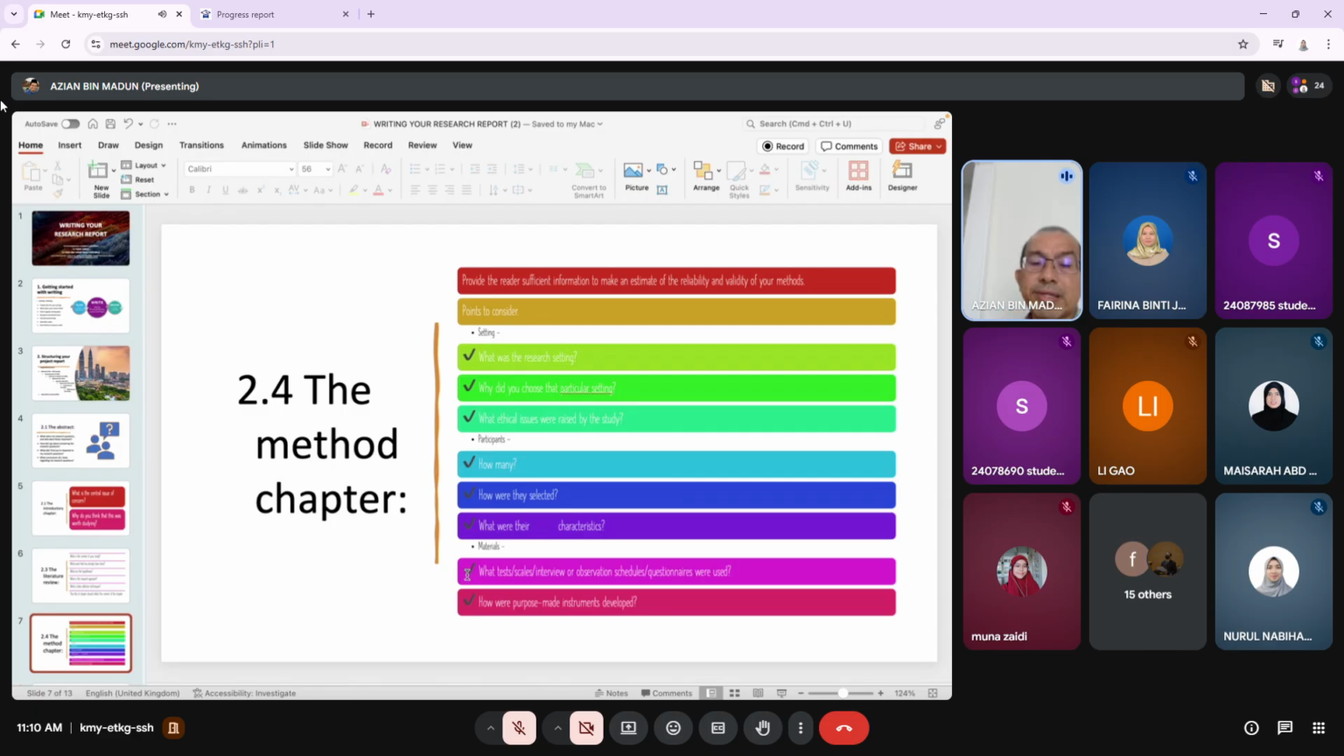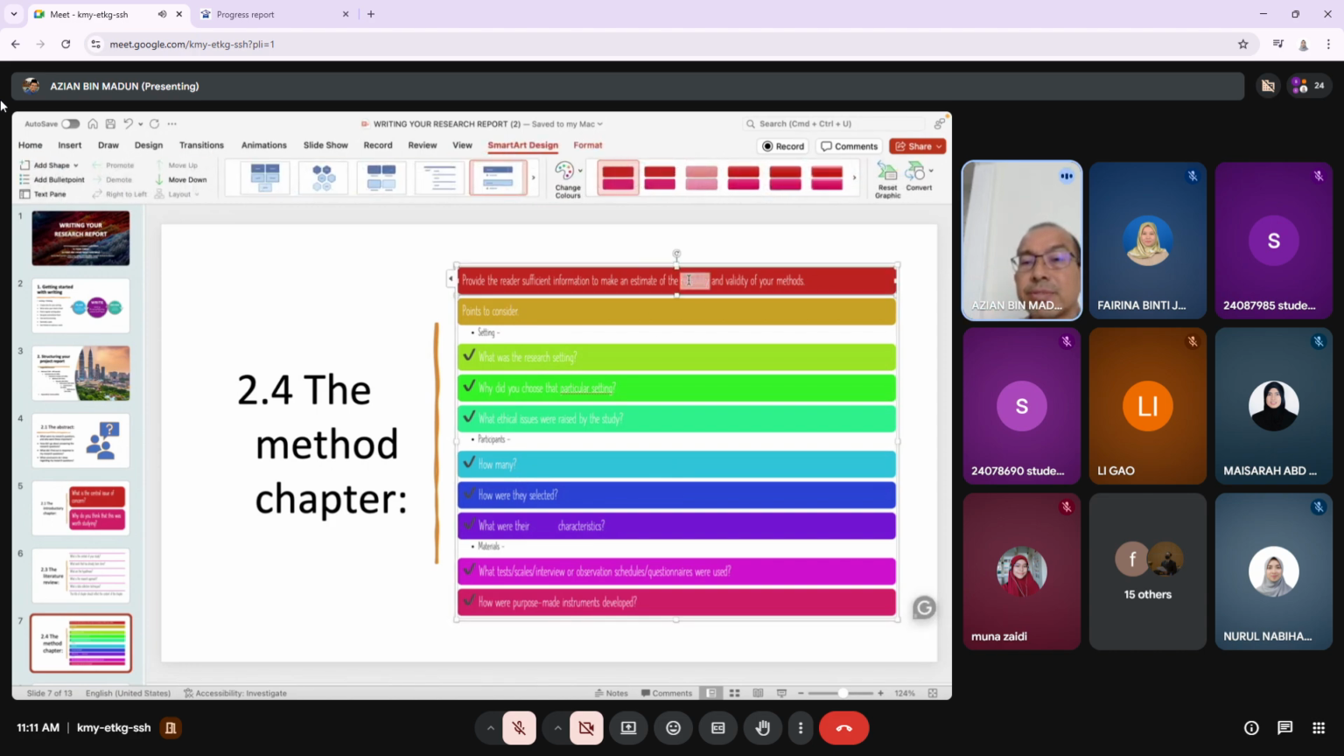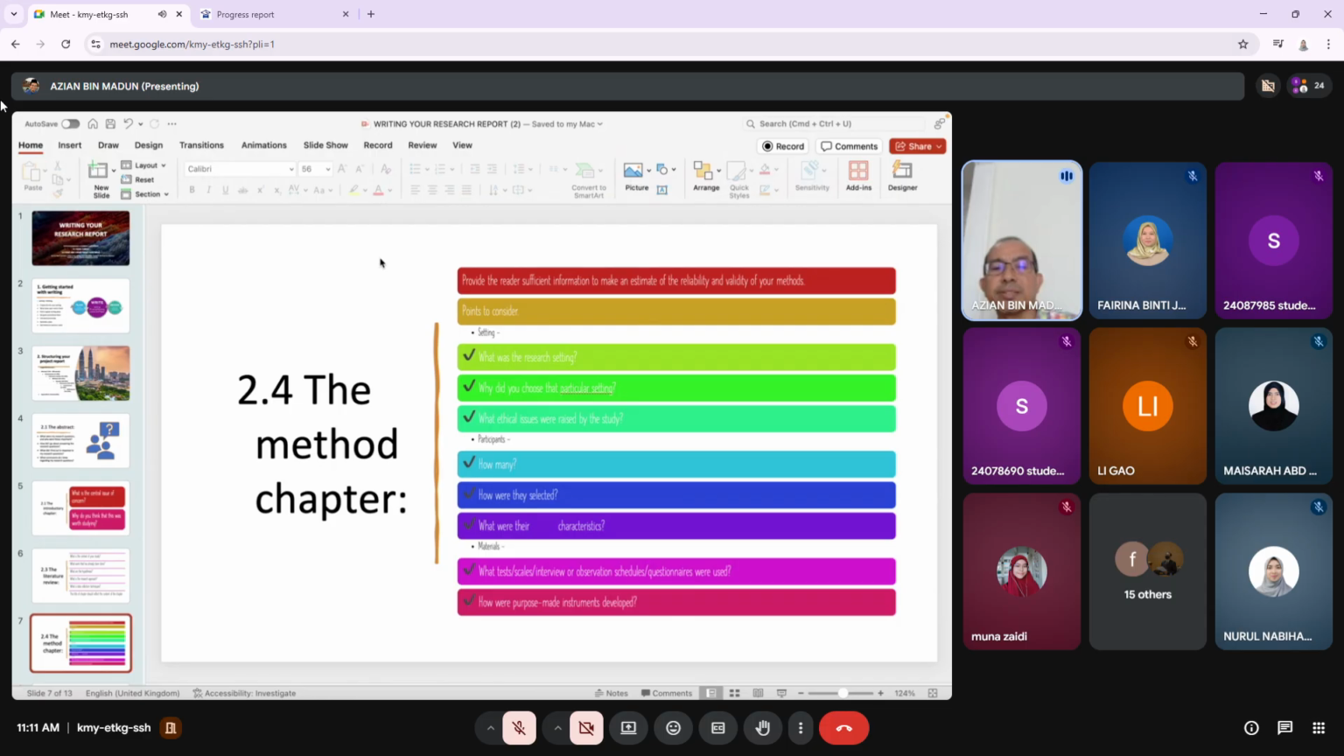Okay, so basically the methods will tell the examiner whether your data is reliable, and whether what the data tells you is correct. I mean, it reflects what happened in the group. Something like this.